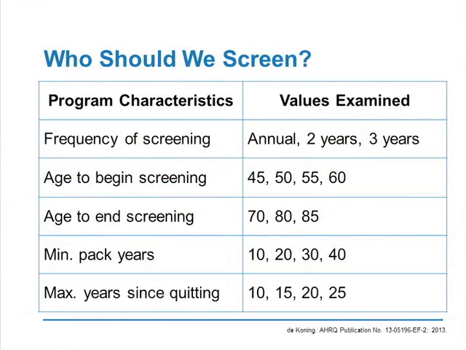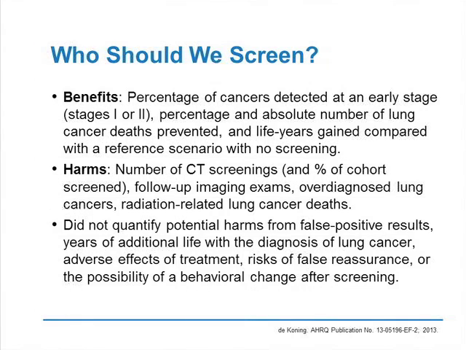Finally, the Agency for Healthcare Research and Quality performed modeling based on the NLST and PLCO data, and they developed 576 different scenarios based on frequency of screening, age to begin, age to end screening, minimum pack-years, and maximum years since quitting. And they looked at each of those 576 scenarios to find which were most efficient. And by efficient, they meant had the greatest likelihood of benefit with minimal harms.